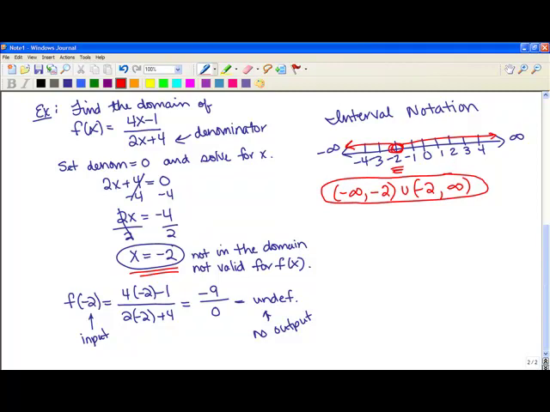Notice that we use the open dot because the number did not work. It was not valid. And actually, you can see here that we took out negative 2. Let's go work another problem that involves a denominator. I'm going to go to the next page here.